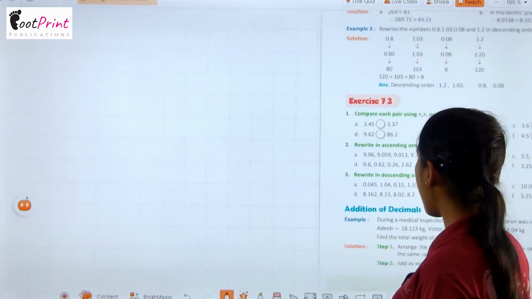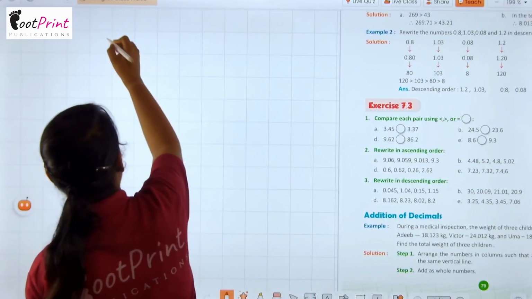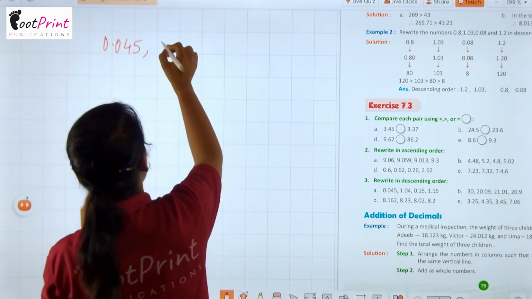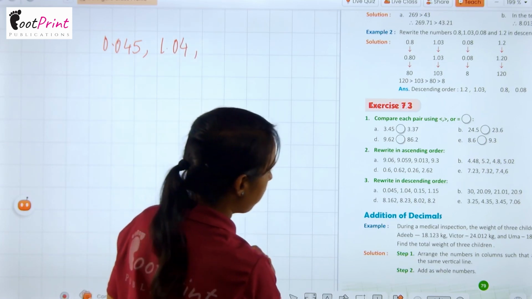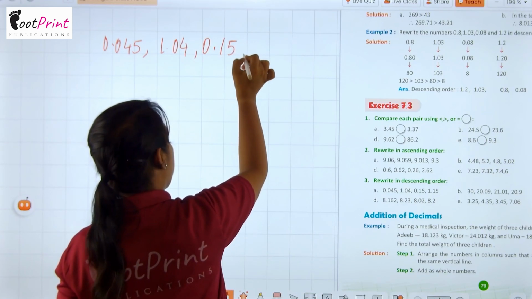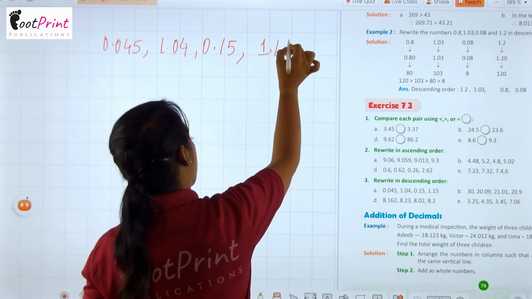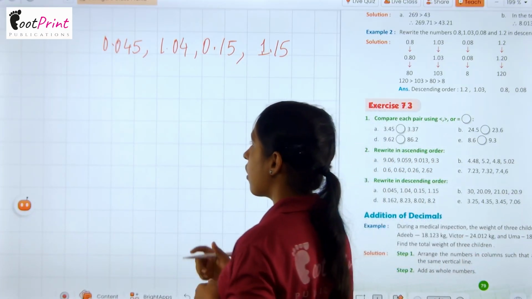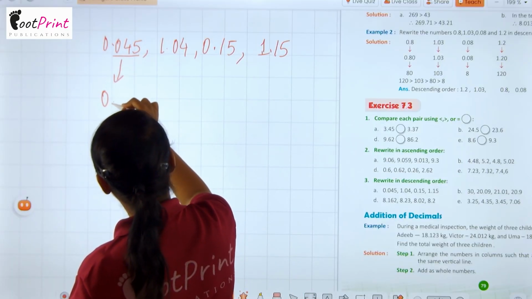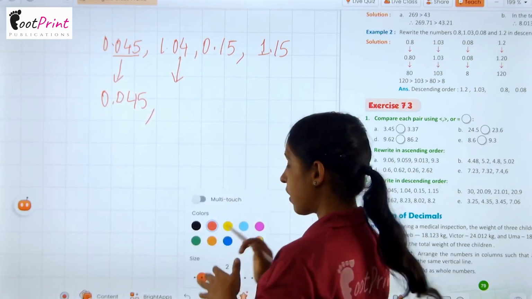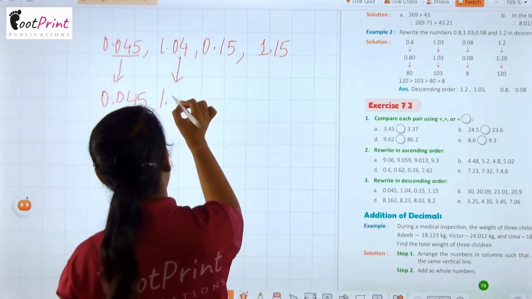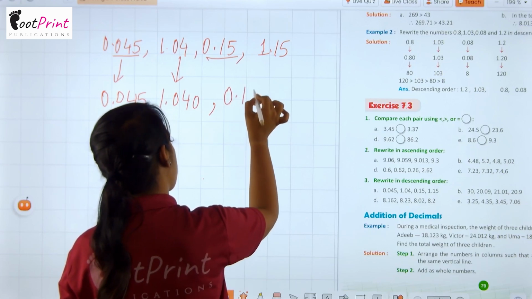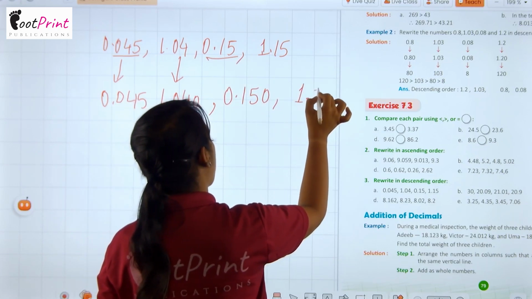Okay, so here we have the first option 0.045, then we have 1.04, after that 0.15, and then we have 1.15. Okay, so first we convert these decimal numbers into like decimals. So here we have 3 decimal places. Here we have 2 decimal places, so we put here 0. So 1.040. Then here also 2 decimal places. So here we write 0.150, and in this also 1.150.